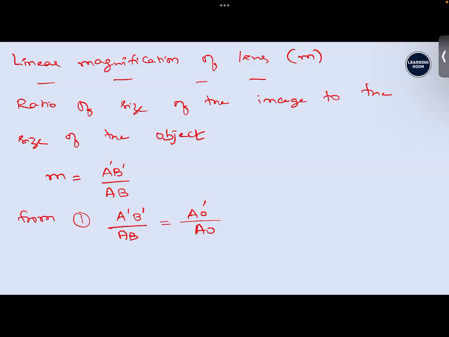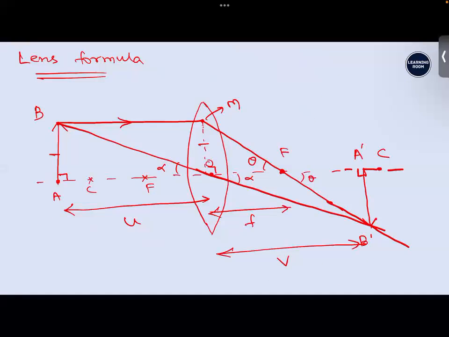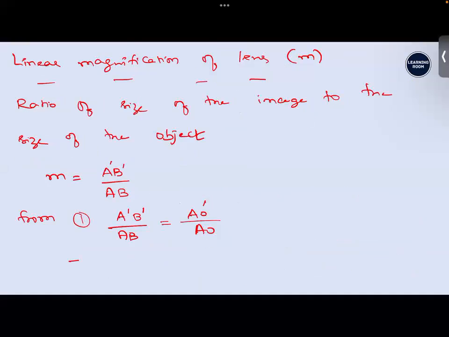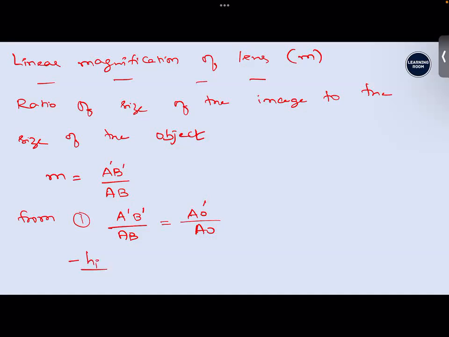But observe. What is A dash B dash? It is the height of the image and AB is the height of the object. Is it not an inverted image? So can I write it as minus HI divided by AB, which is H naught, is equal to what is A dash O? A dash O is V divided by AO, which is minus U, which implies HI divided by H naught will be equal to V by U.